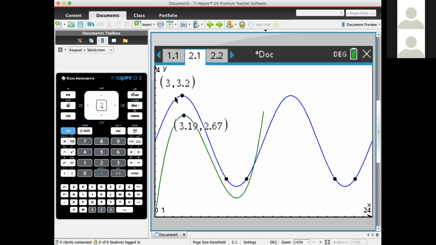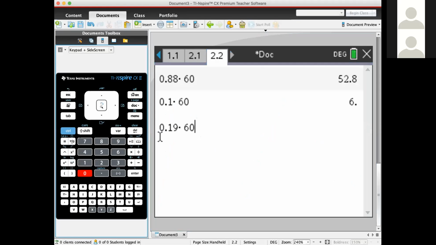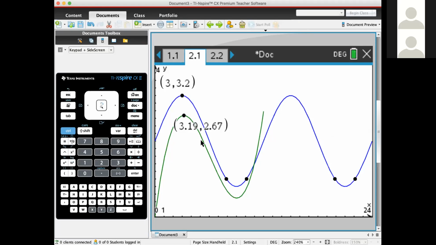And look at the time difference. This is occurring at 3 hours, at 3 o'clock in the morning, 3 a.m. And this is happening at 3.19. What is 0.19? Let's just check that. 0.19 hours times 60. Remember, let's take it to the nearest minute. Hit Control Enter to be on the safe side. So it's occurring at 11 minutes after 3. So 3:11 in the early morning, 3:11 a.m., you're seeing a maximum height of 2.67.